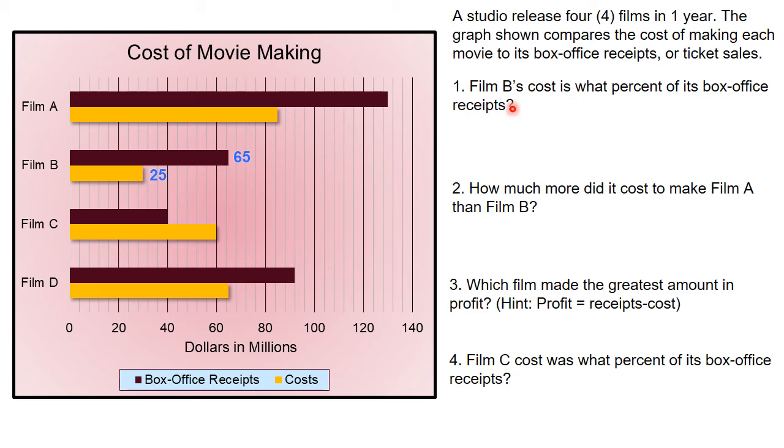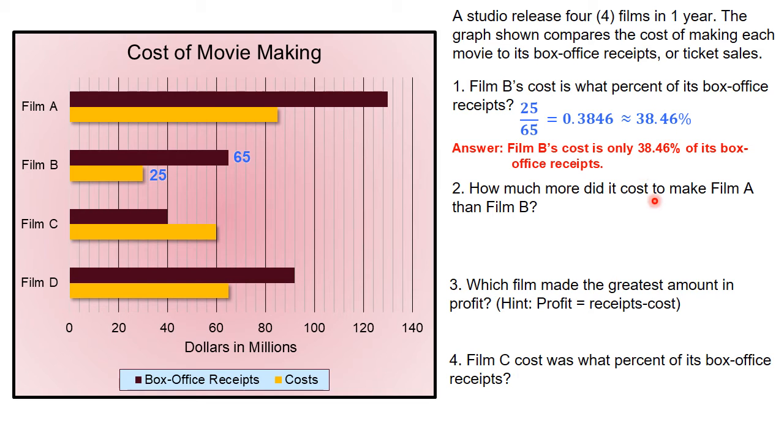What percent is Film B's cost of its box office receipts? So we have 25 divided by 65. That gives us 0.3846, or move 2 decimal places to the right, we have 38.46%. So Film B's cost is only 38.46% of its box office receipts.